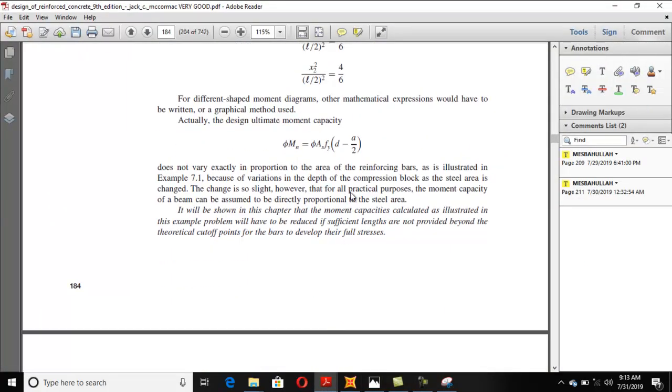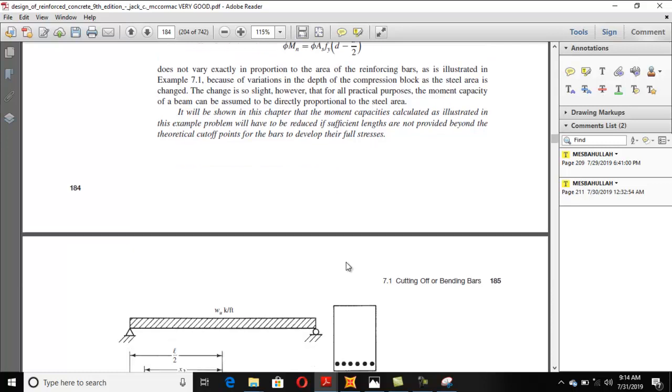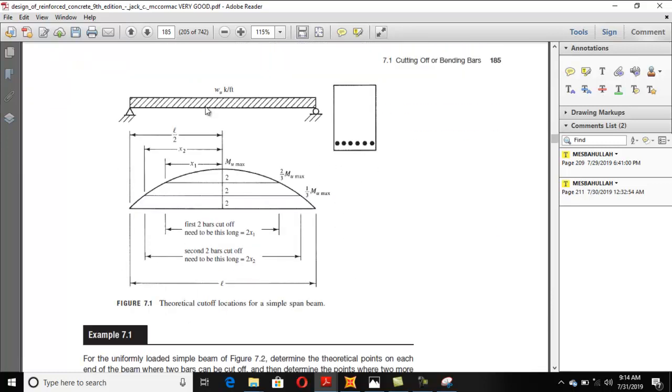Now, one most important thing is that you have to check your moment capacity. This is the example which I will explain. This is the simply supported beam having the cross section, and these are bar locations. Up to this point you provide 6 bars, beyond that point you provide 4 bars, and beyond that point you continue 2 bars. And this is the 1/3 point, this is the 2/3 point, and this is the maximum point.